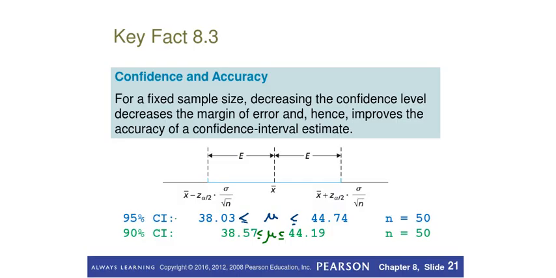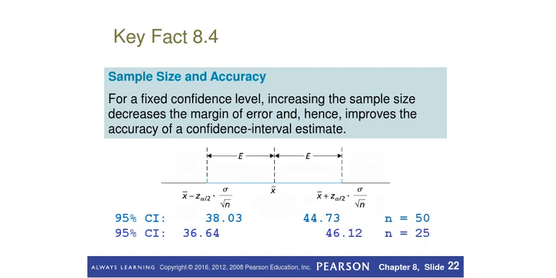But this should, again, make sense based on what we talked about in Chapter 7. We see that by decreasing the sample size, we have to have a much wider margin of error to contain our possible population. So for a fixed confidence level, increasing the sample size decreases the margin of error and hence improves our accuracy for our confidence level estimate. If we have a larger sample, we're going to have a better result. Stands to reason.